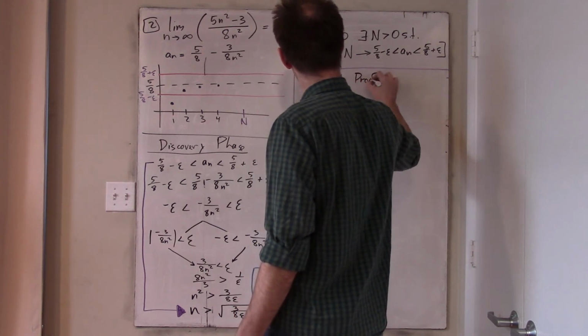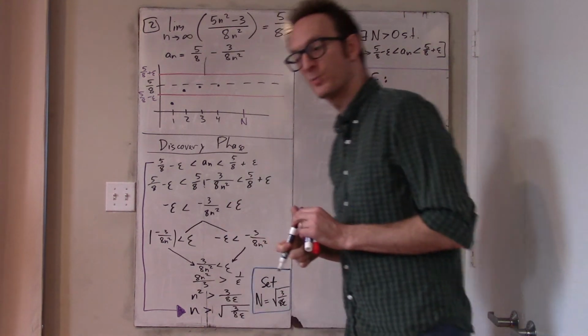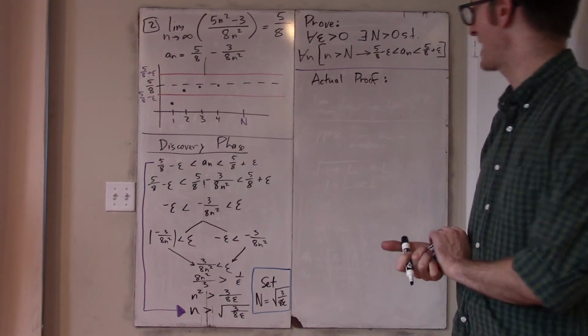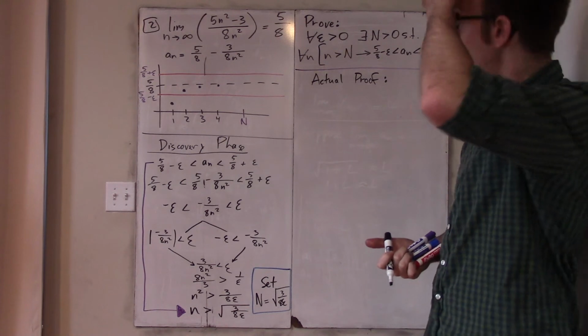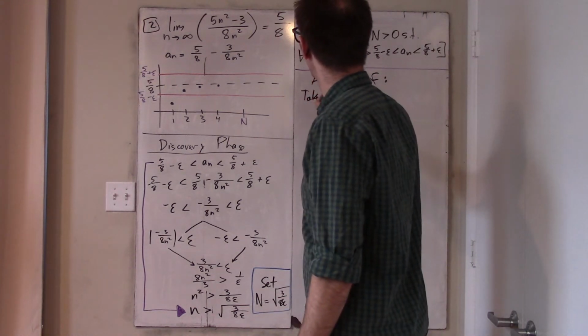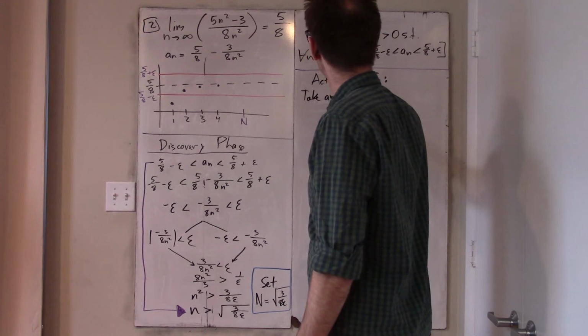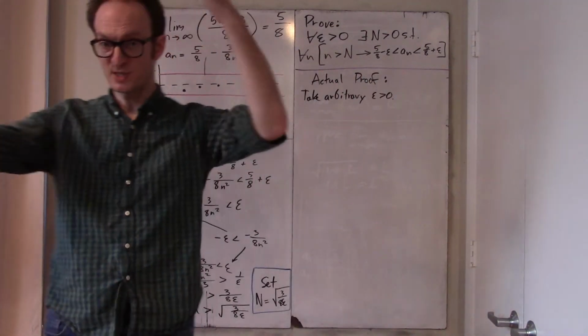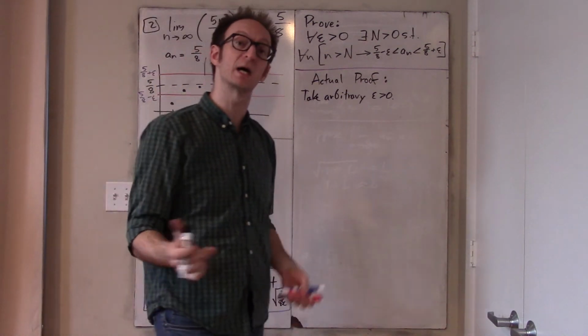your big N well, then the actual proof should be easy, or something like that. So let's do the actual proof. What am I supposed to be proving again? I receive an epsilon challenge. So take arbitrary epsilon greater than 0. So I just accept a generic challenge.